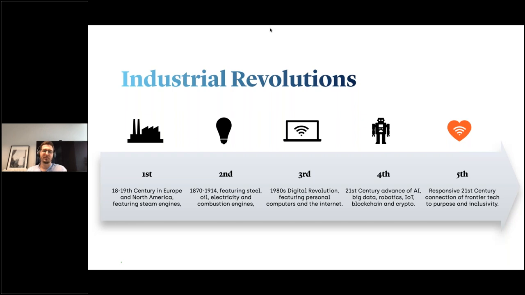The third industrial revolution we have lived, most of us, and it was the digital revolution that featured the personal computers and the creation of the internet, and that really set the base for all the other industrial revolutions that came along. The fourth industrial revolution is in the 21st century, so we are living it now, and it features the advance of artificial intelligence, big data, robotics, Internet of Things, blockchain, and crypto.